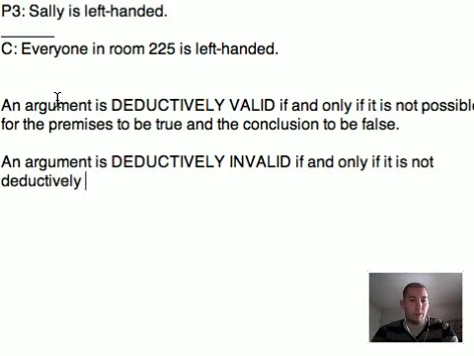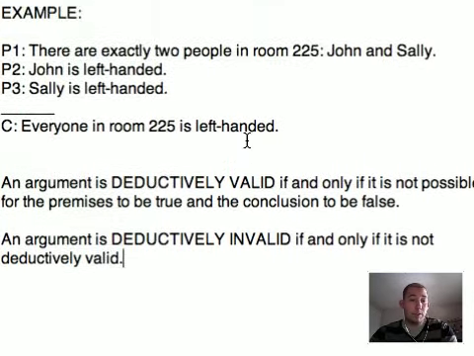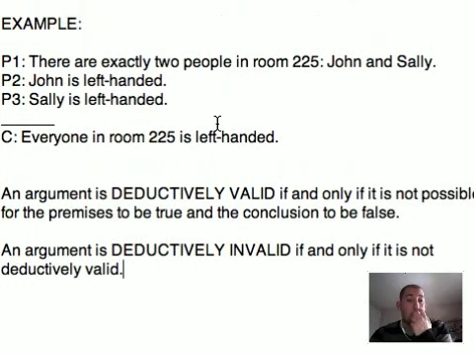So let's just finish that here. If and only if it is not deductively valid. Okay, so the argument that we presented up here is deductively valid. Why? Well, because it's not possible for these three premises to be true and the conclusion to be false. That means that if it's at all possible to make these three premises true at the same time, then in the scenario in which they are true, the conclusion must be true as well.